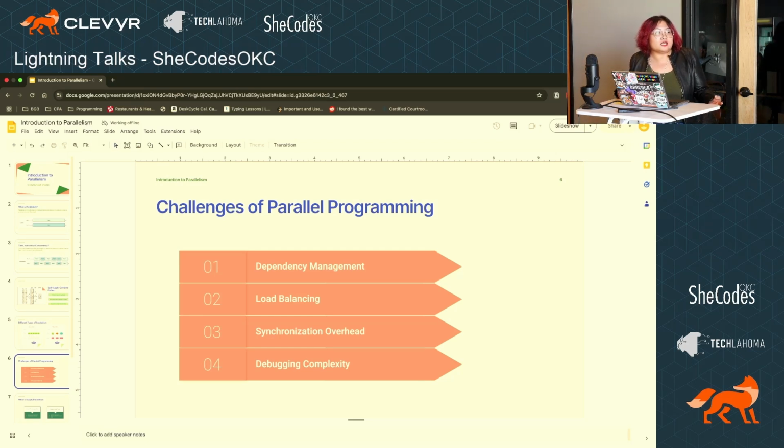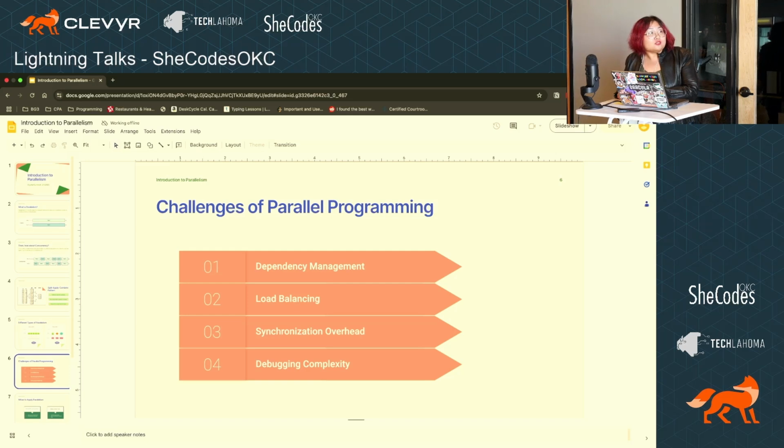And then the fourth one is debugging parallel programs. A pain. You just kind of hope it works exactly how you want it to, but when something is actually wrong, it is really hard to reproduce the error.